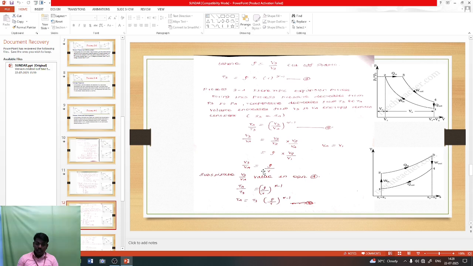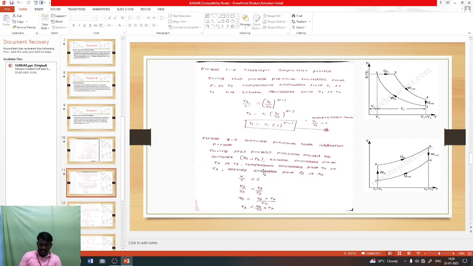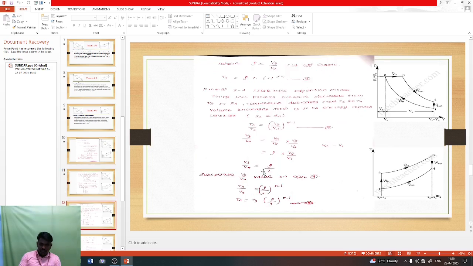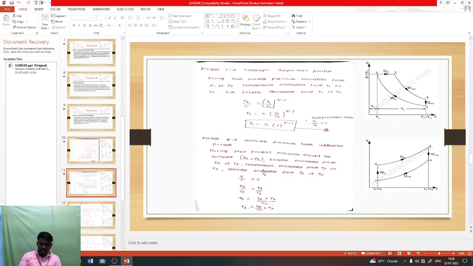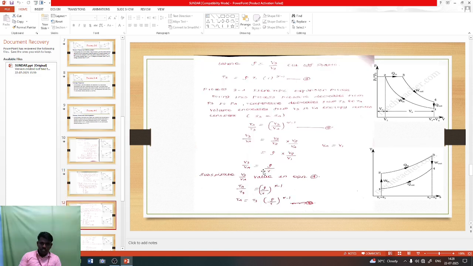During the combustion process, how much fuel is injected into the system, that is called the cutoff ratio. See here, in the previous slide, T3 is equal to V3 by V2 into T2. Now we have to replace the value V3 by V2. V3 by V2 is equal to rho. So we can substitute that value in this equation. So T3 is equal to rho into T2.